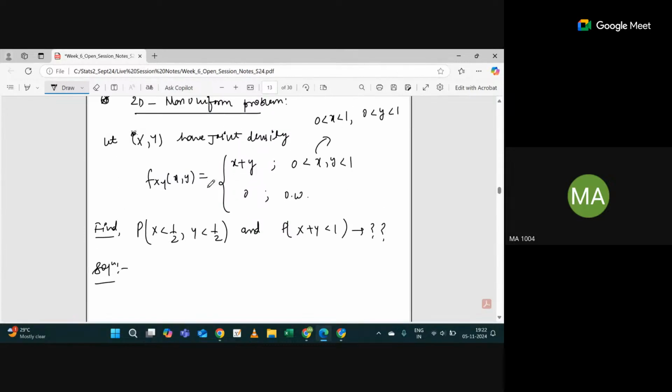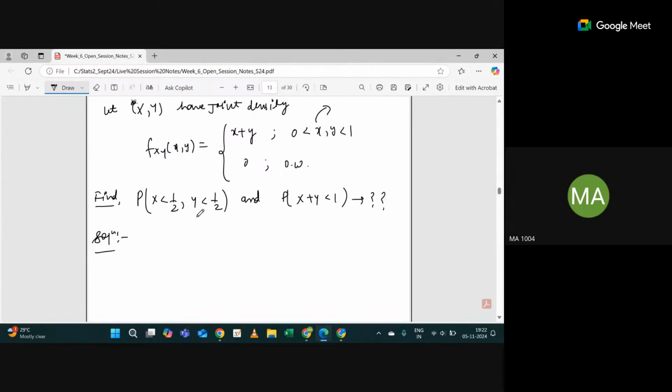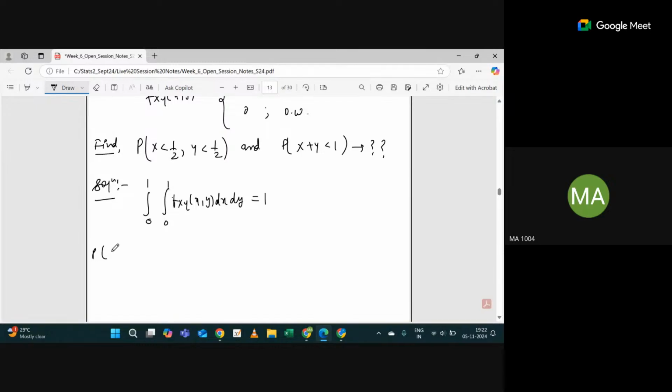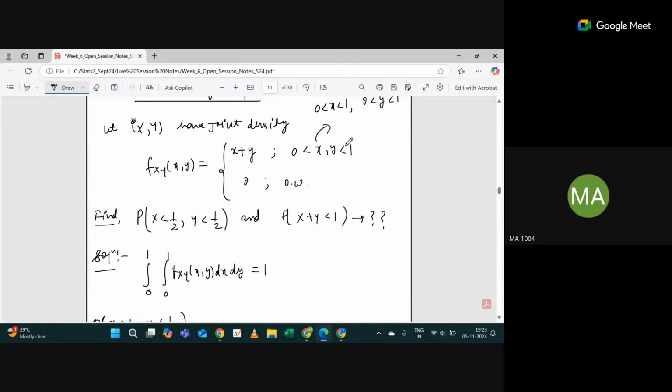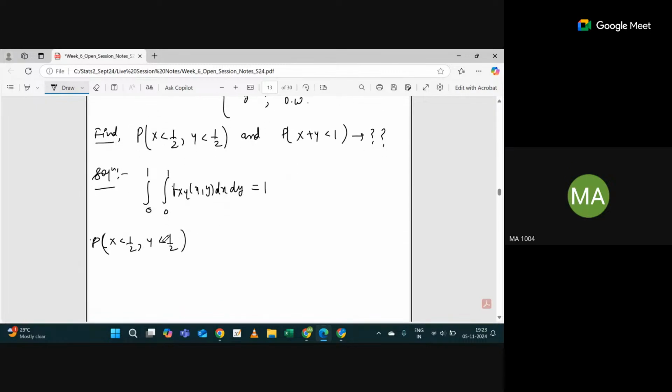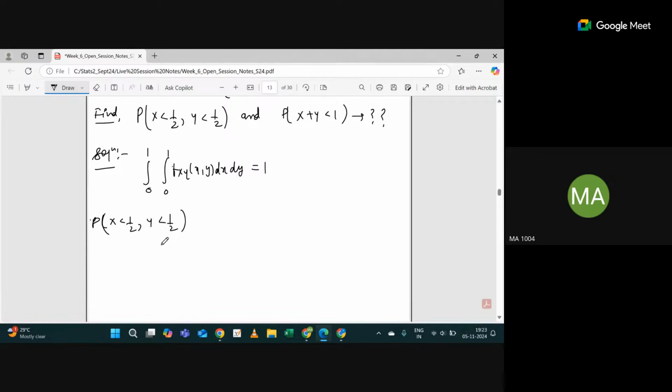To check, see, here I didn't mention whether it's a valid density or not. What you can check is that the area under the curve, the integral dx dy or dy dx, should be equal to 1. Now let's find the probability x less than half, y less than half. This part again you can do with area, because the limits of x and y are both 0 to 1. But I'm just trying to give you the idea of how to proceed with the integration part.